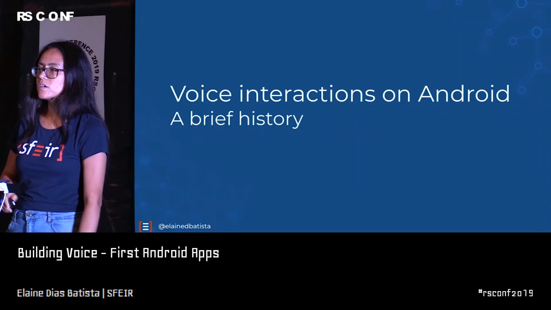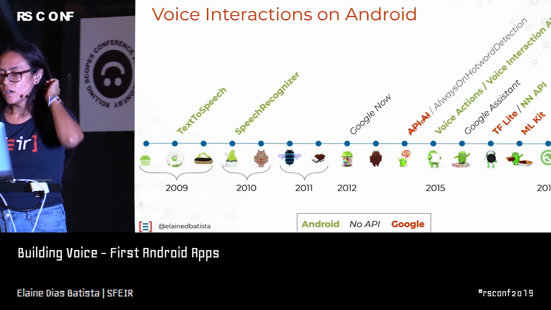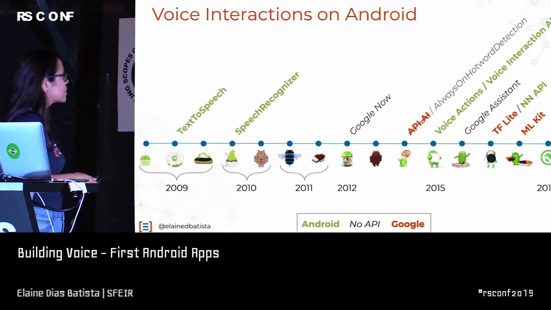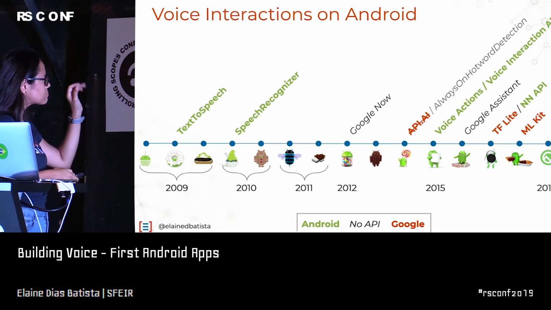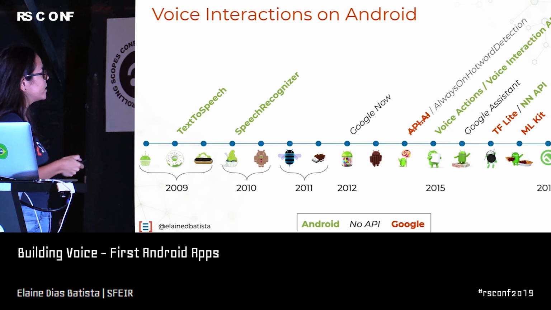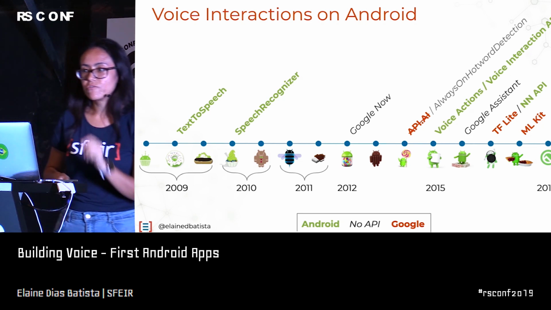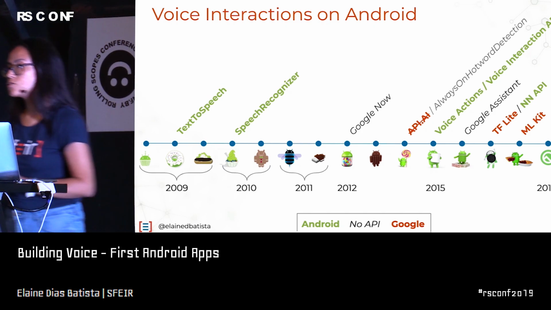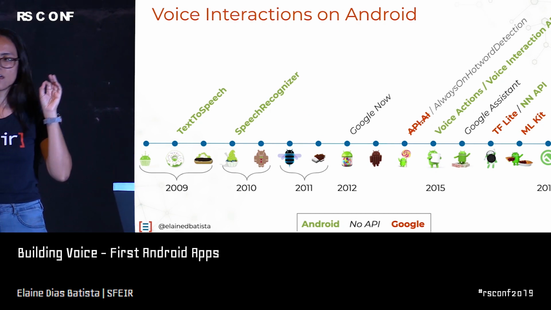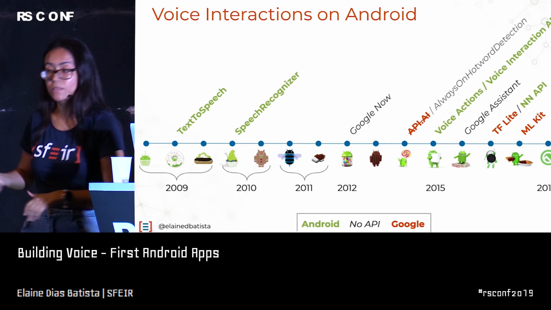So let's talk about voice interactions on Android. Here you have a timeline of all the Android versions. And what you can see here, the text that is in green here are solutions that are provided by the Android SDK. So what it means is that every Android developer has access to it, with no external integration.